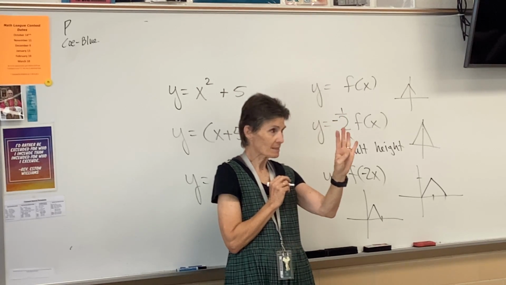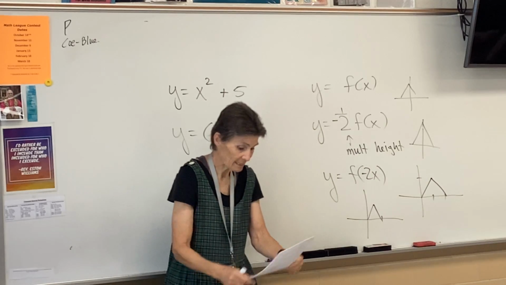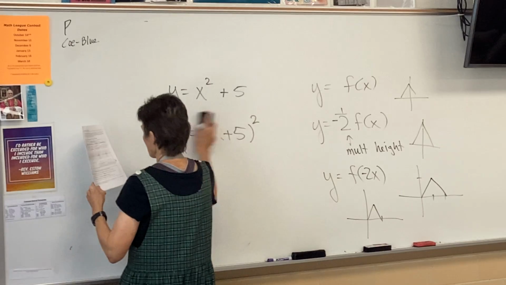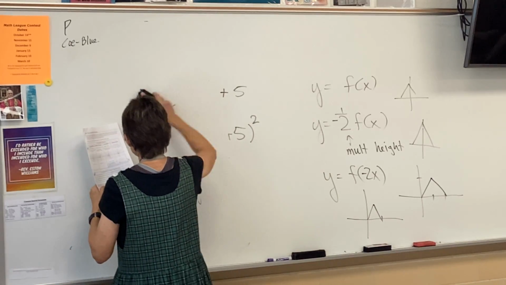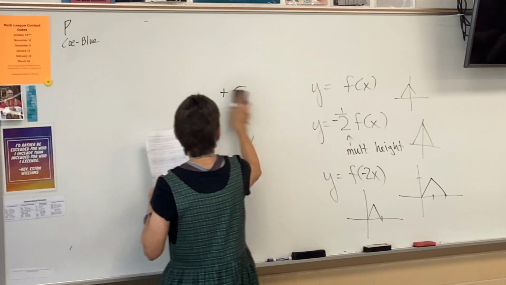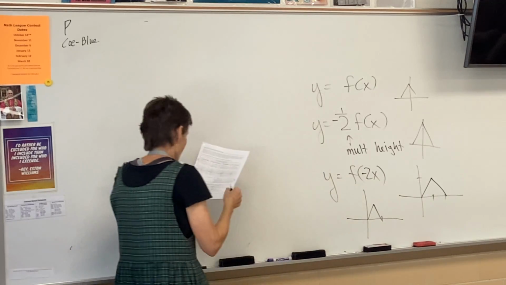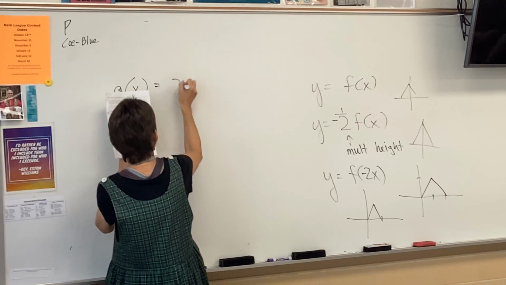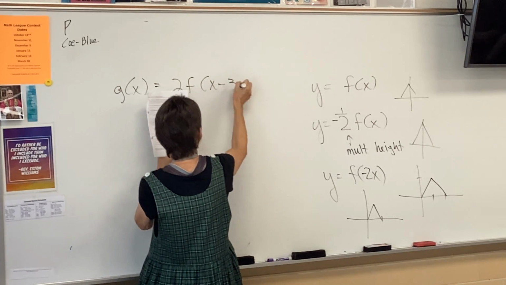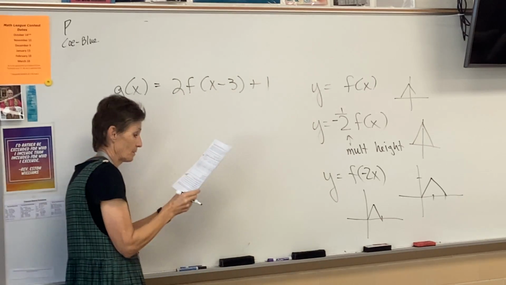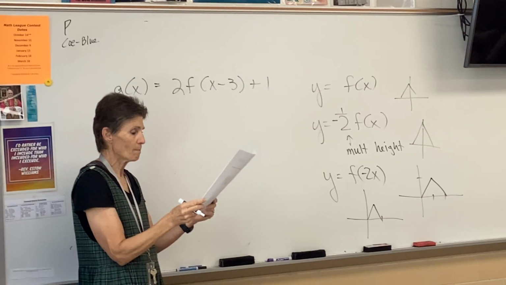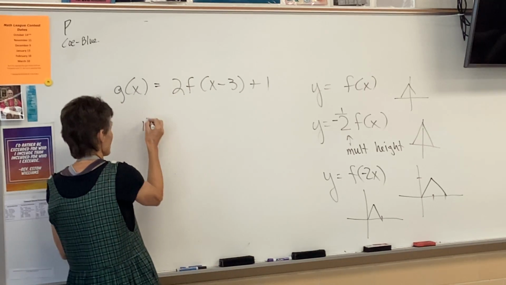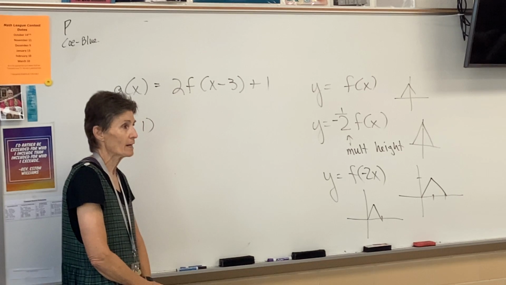All right, we good with the basic rules? Okay, let's look at example 1 down at the bottom then. All right, so g is 2 times function f plus 1. Describe the transformations of the function. What are some things that are happening? Let's make a list here. What is one thing that's going to happen to the picture?